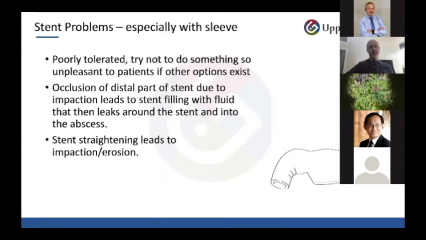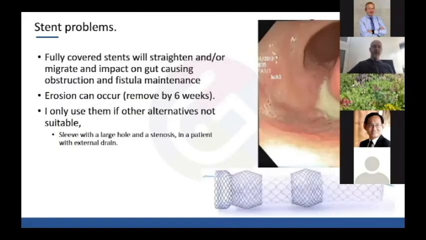I don't love stents. They're not well tolerated and they tend to occlude as they straighten. And when you endoscope somebody with a stent who's had a sleeve, this is what you'll find: an obstructed distal pseudopolyp with decubitus ulceration. So the stents become obstructed as they straighten out. And if you leave this for long enough, the stent will often erode and that can be a disaster.